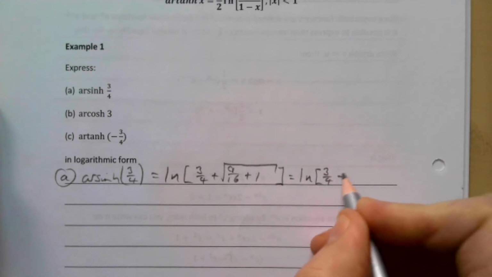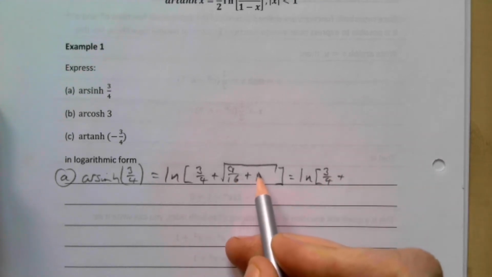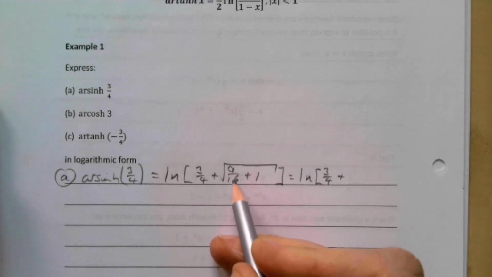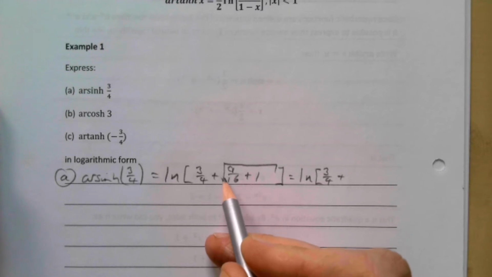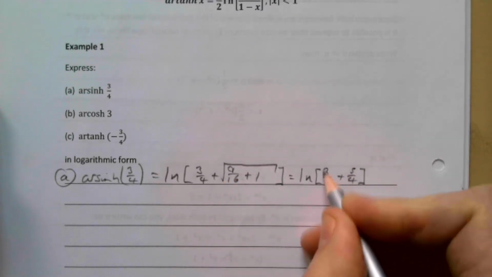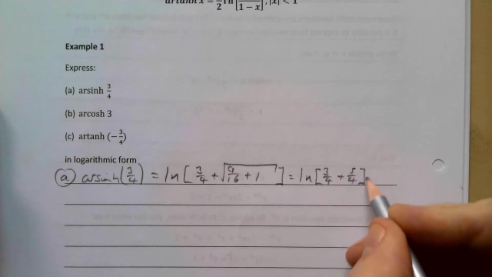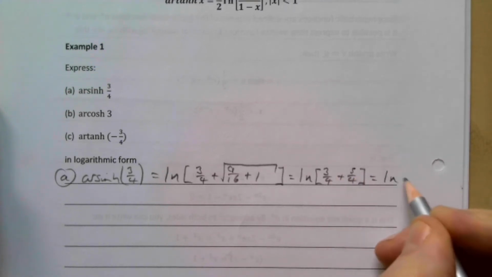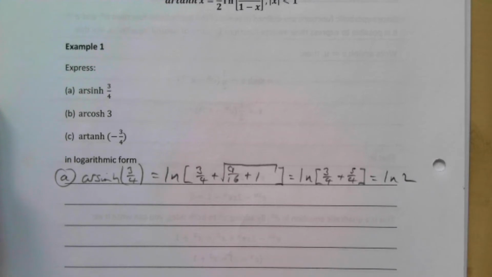3/4 plus, right, what are we going to have here? This is 16 over 16 and 9 over 16. The 9 over 16 is quite handy for us, isn't it? Because it gives 25 over 16. The square root of 25 over 16 then just gives us 5 over 4. 3 over 4 plus 5 over 4 gives us 8 over 4. And so it tidies up nicely then to ln 2.